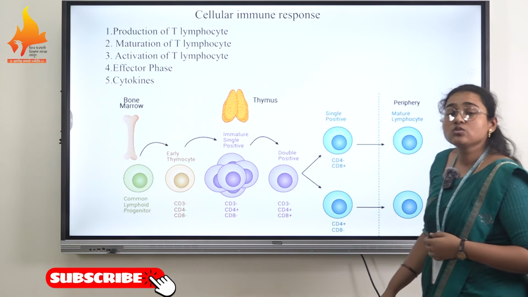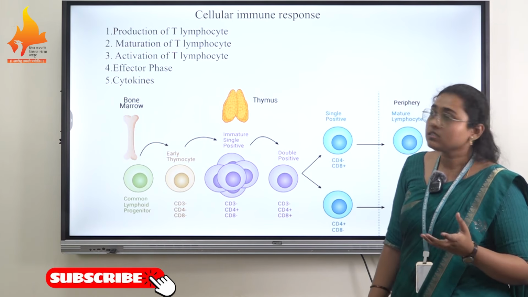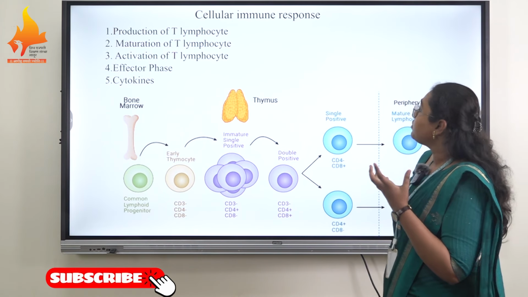Next, our major topic is the cellular immune response and the humoral immune response. Among them, we are taking the cellular immune response first. Basically, we can divide the cellular immune response into five steps. First is production of T lymphocytes. Second is maturation of T lymphocytes. Third is activation of T lymphocytes. Fourth is the effector phase, and fifth is cytokines.